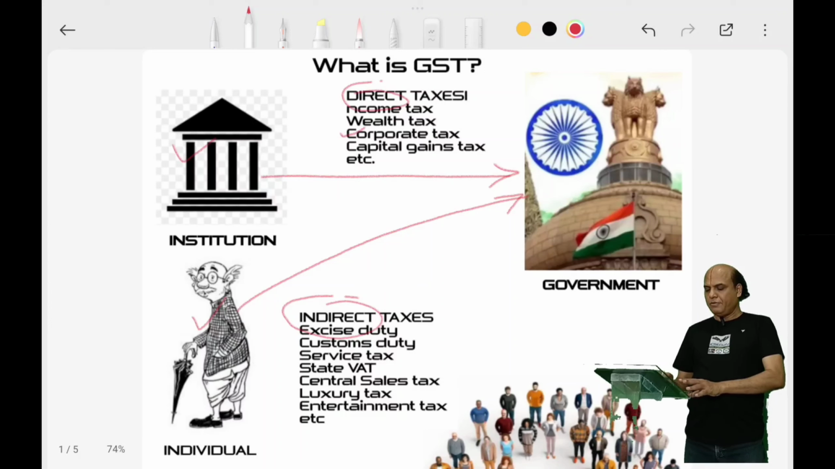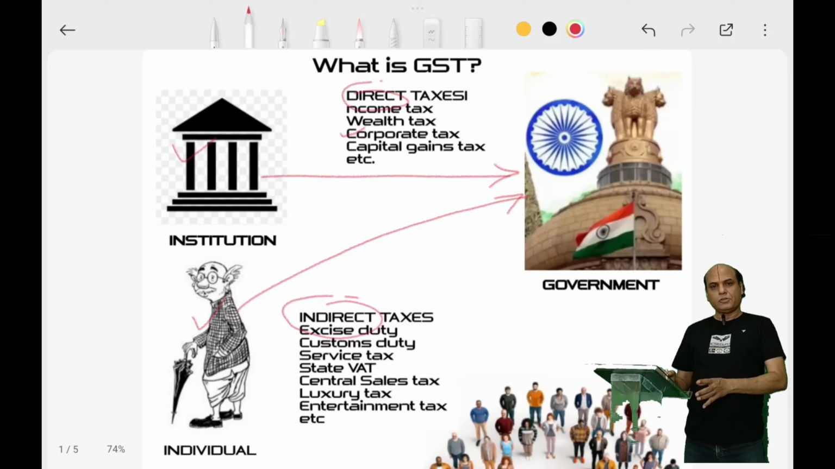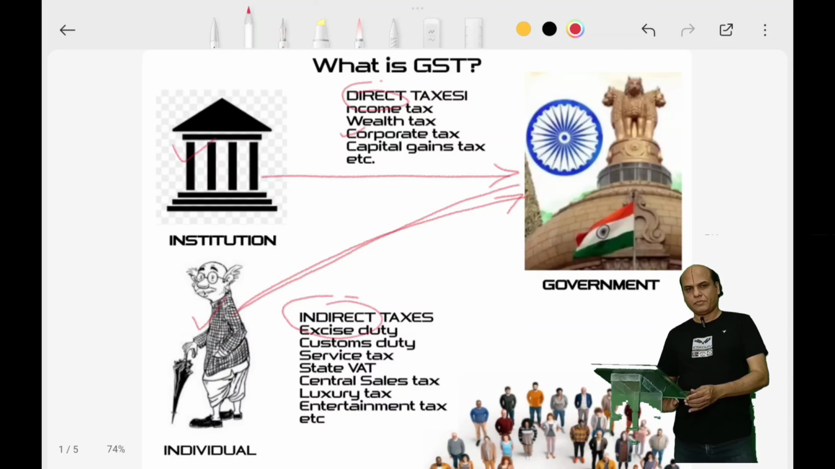Likewise, an individual, suppose he is salaried, so he gets his salary. On the salary, he is supposed to pay tax to the government. So this tax he pays directly to the government. So such taxes where an individual or an institution pay money in the form of tax directly to the government, they are called direct taxes.